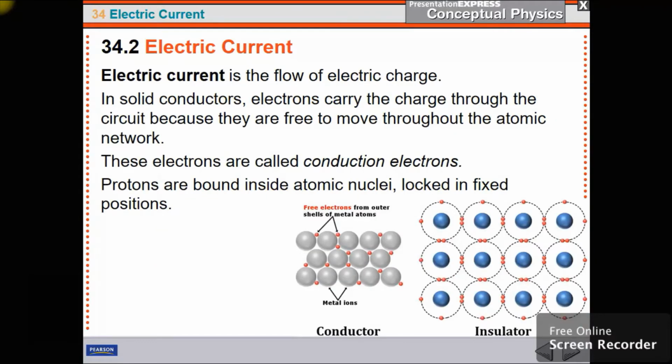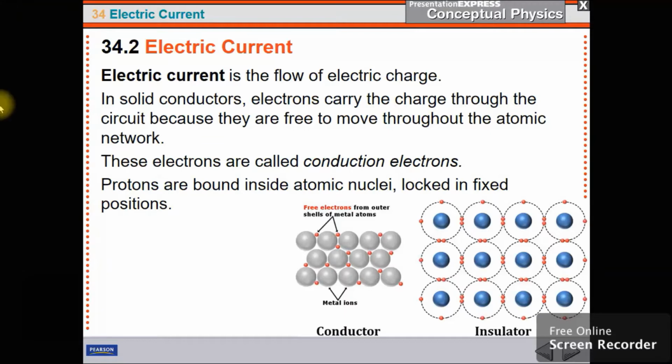Electric current is the flow of electric charge. And what is electric charge? Electrons. So in solid conductors, electrons carry the charge through the circuit because they are free to move throughout the atomic network. These electrons are called conduction electrons. And the protons are bound inside the atomic nuclei, and the atoms are locked in fixed positions.